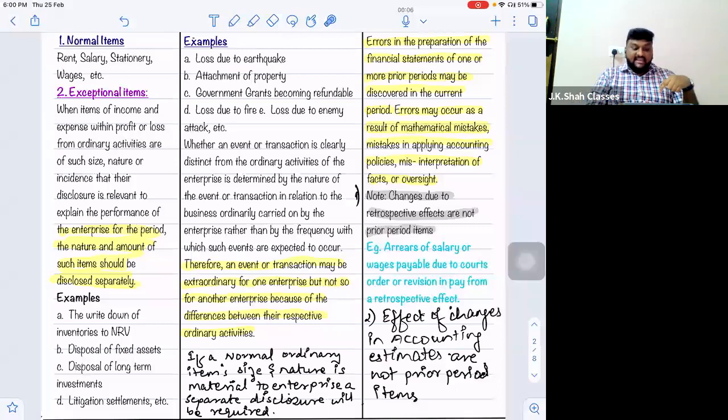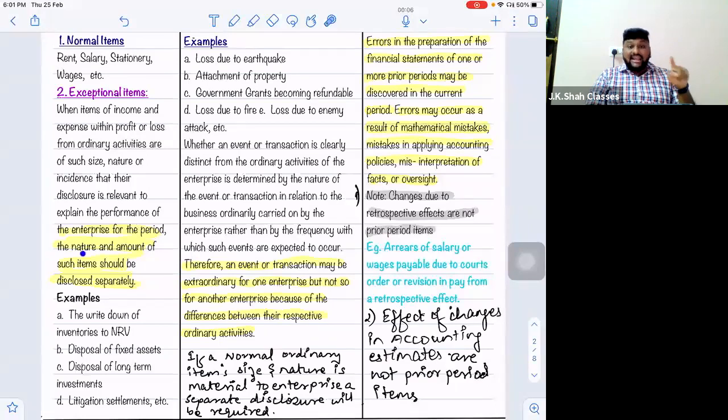But when I say exceptional items, please understand the definition: when items of income and expenses within the profit or loss from ordinary activities, technically your ordinary activities only, but are of such size, nature, or incidence that their disclosure is relevant to explain the performance of the enterprise for the period, it means that it is material. And what are material items? Sir, material items are those items which can change the decision making of an enterprise. That is why they say that it can explain the performance of the enterprise for the period.